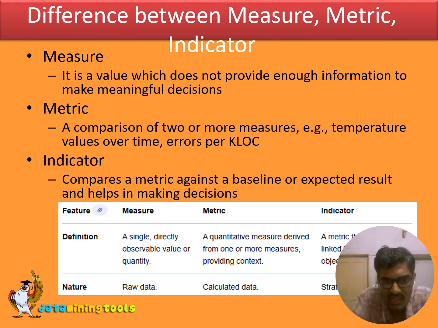So what it means is measure is raw data, metric is calculated data, and indicator is strategic data. So a measure is a raw quantifiable value. A metric is a calculation that uses one or more measures to provide context. An indicator is a metric that is directly tied to the strategic goal, showing progress towards it. In short, a measure is a number, a metric puts the number in context, and an indicator shows if you are on track to achieve an objective.